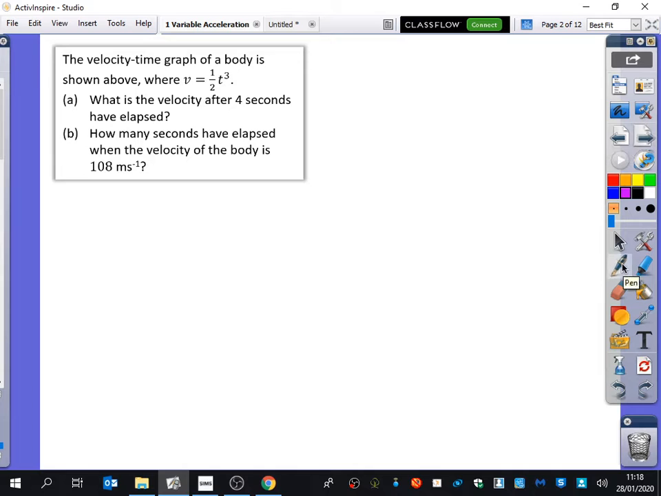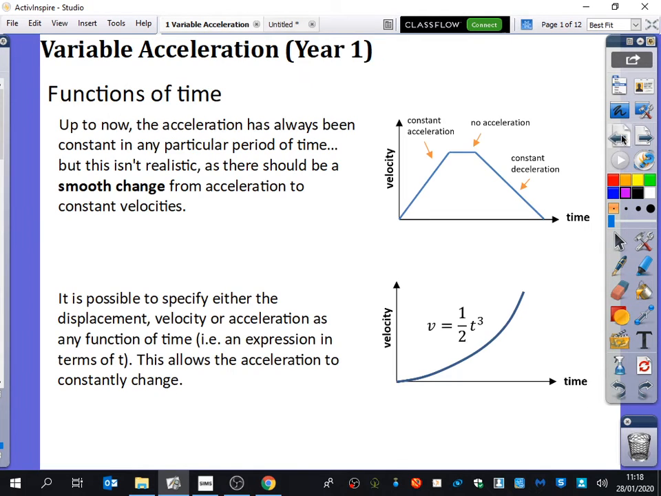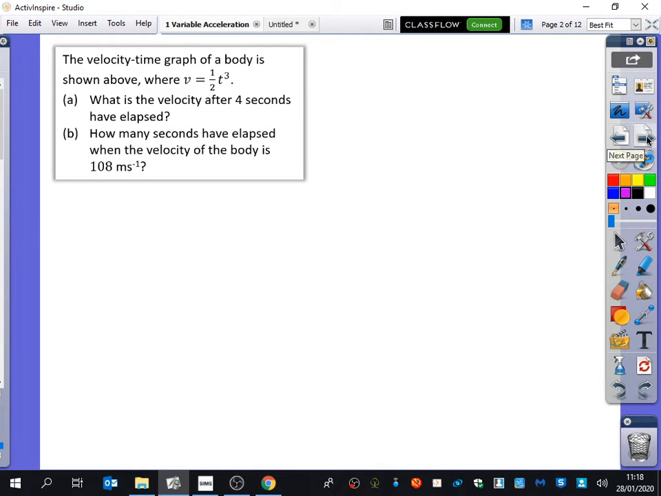But before we actually start doing any of the curves or the differentiation and integration that we know we're coming across, I just want to make sure that we're comfortable with using formulae that are in terms of v and t rather than in terms of y and x. The velocity time graph of a body is shown above, which was this graph that we have here. Where it says v is equal to a half t cubed, it asks what is the velocity after 4 seconds have elapsed.